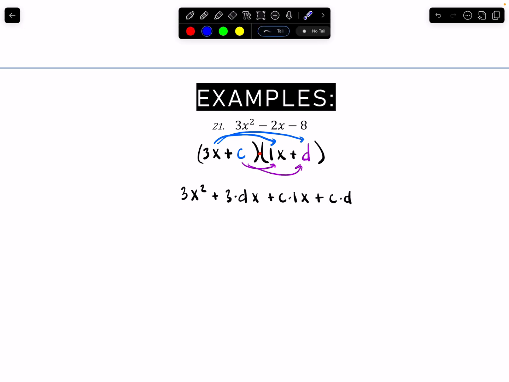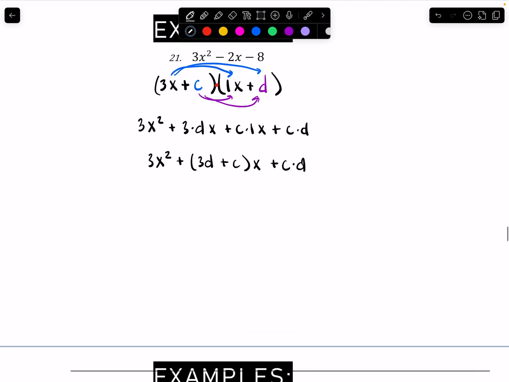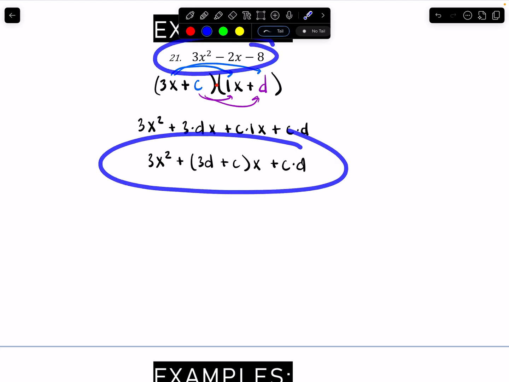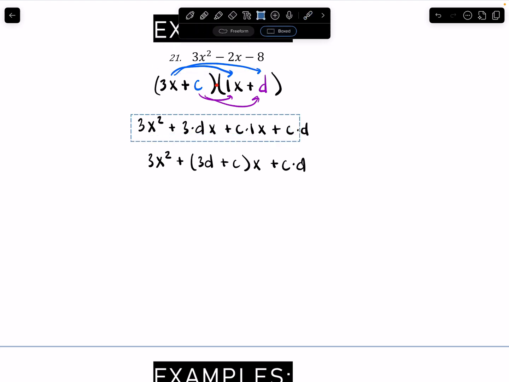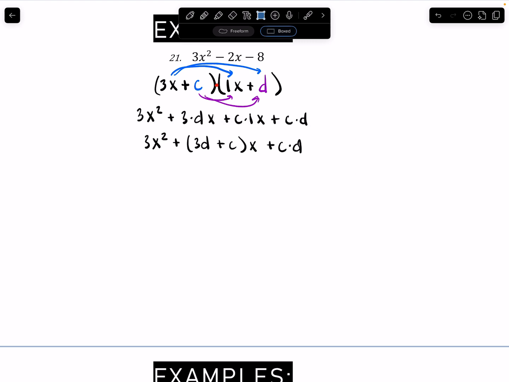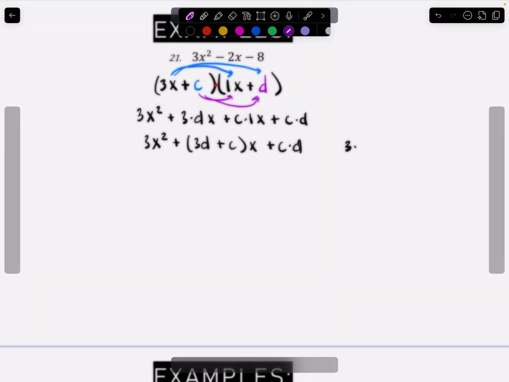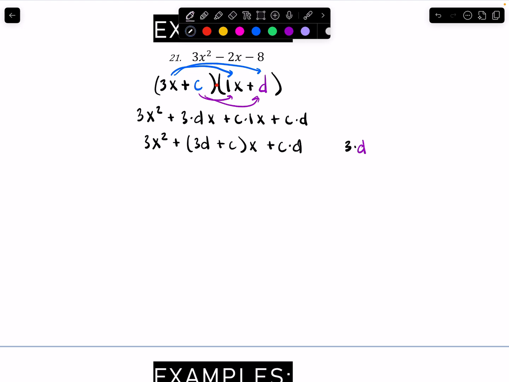And again, notice these. That's just going to give me 3D plus CX, right? So now we're working with this one right here, and we're saying that it is equivalent to this one. Well, we have the 3x squared is 3x squared. But what does that tell me about this one right here? Well, it has to be equivalent to this, which means that 3 times D plus C has to give me a -2.